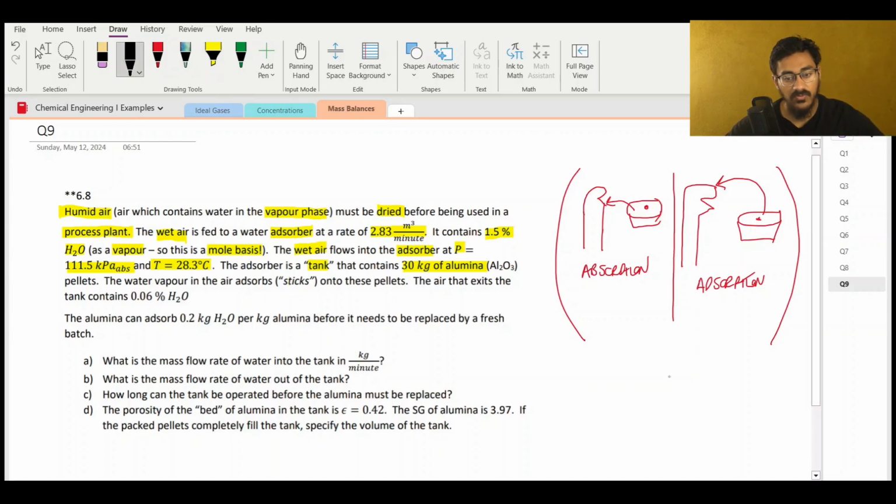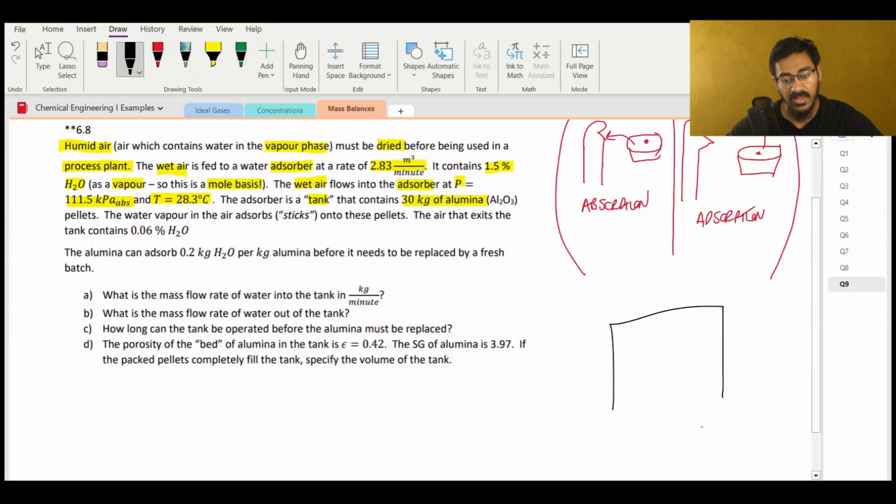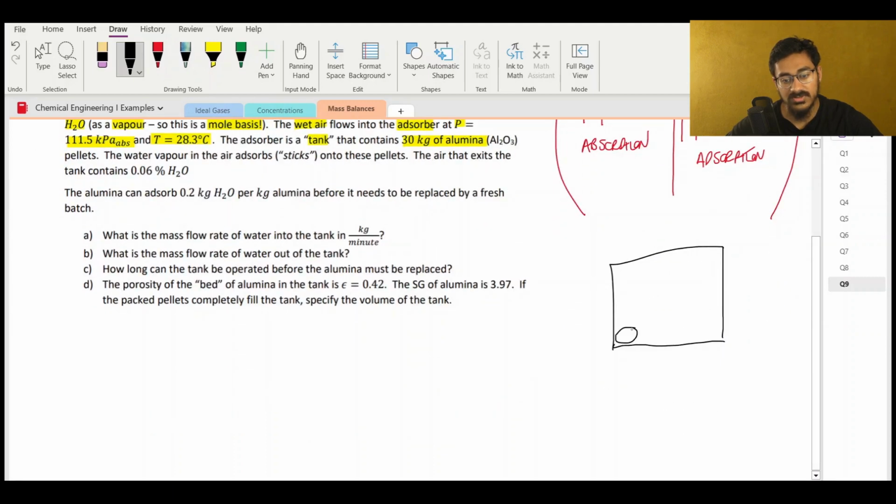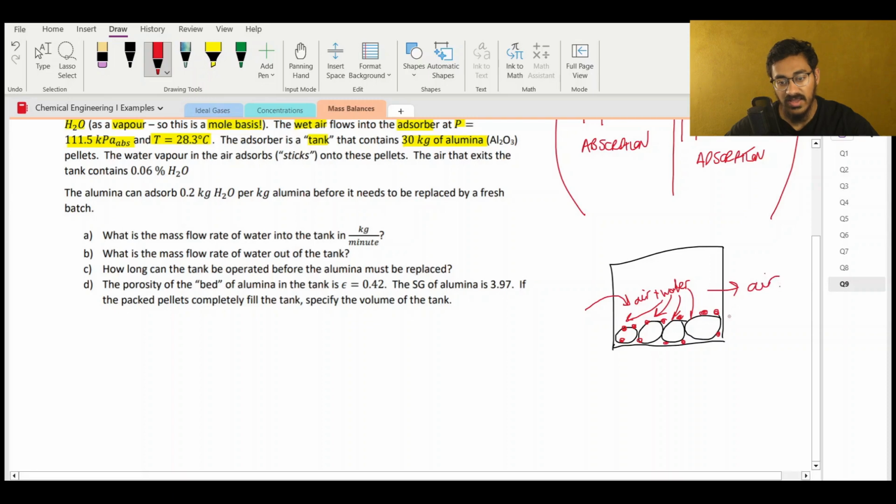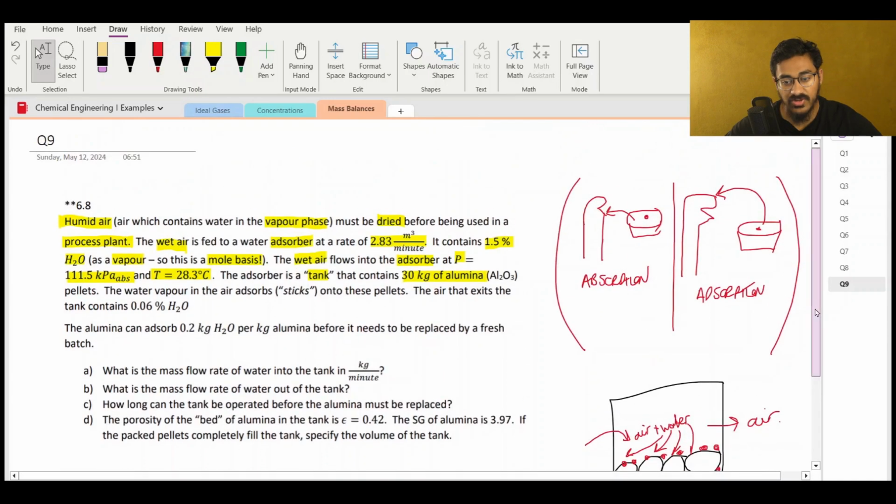So what's happening is we've got a nice tank here, and it's filled with little pellets or balls of alumina catalyst. All right. And what's happening is my wet air comes in. Okay. So that's air plus water. Okay. The water gets stuck onto the edges of this alumina. So these red balls are little water molecules, right? The water molecules get stuck onto the edge of my catalyst, and out comes dry air. Okay. That's just so you can visualize what's happening.